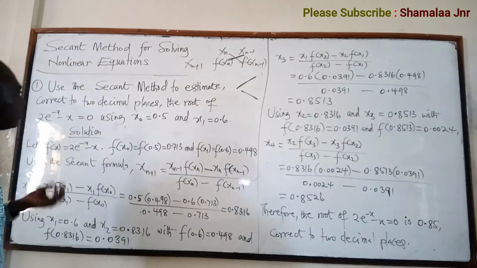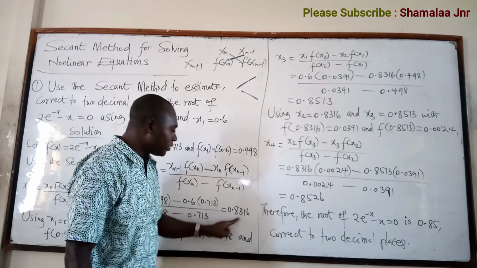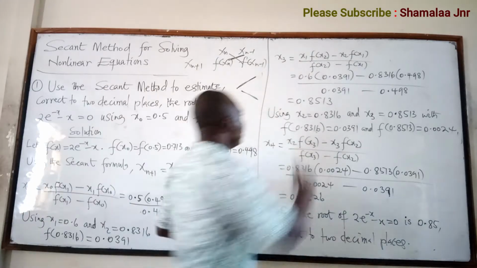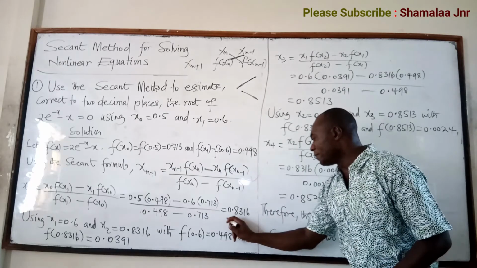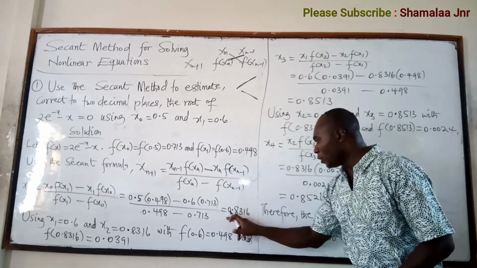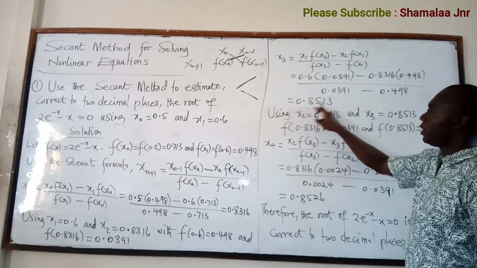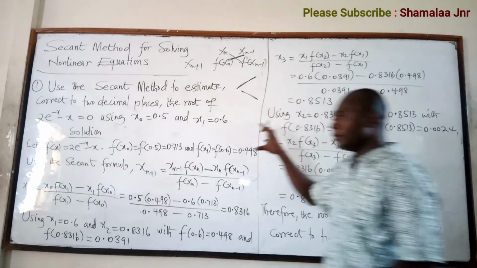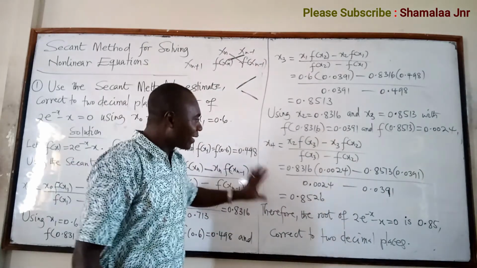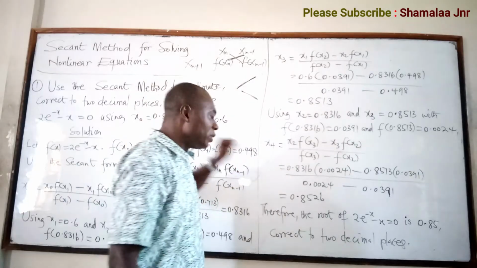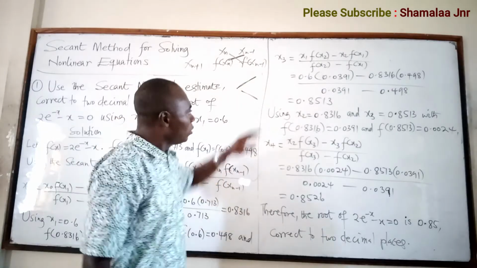In the question, you were asked to correct the answer to 2 decimal places. s2 is 0.831. Then the next one, 0.8513. If you correct this one to 2 decimal places, it will be 0.83. If you correct this one to 2 decimal places, it will be 0.85. You see that they are not the same. So you stop when you see that when you correct 2 current values to the given number of decimal places, you get the same thing.